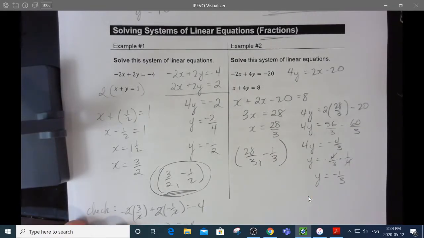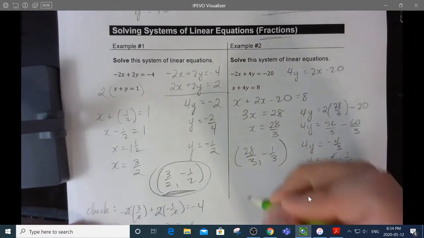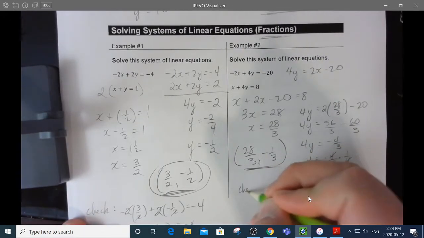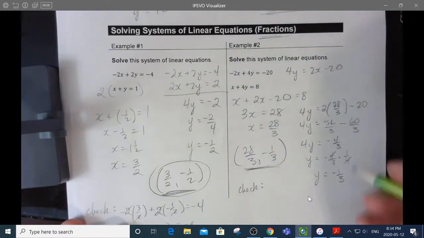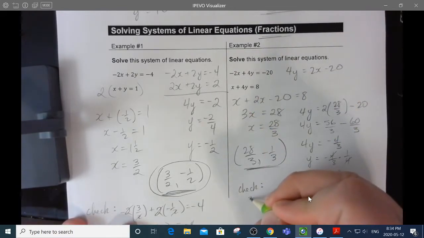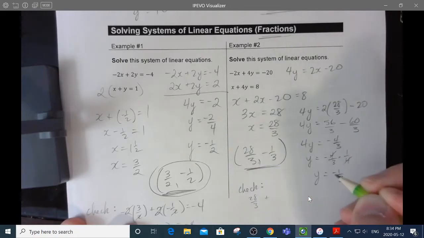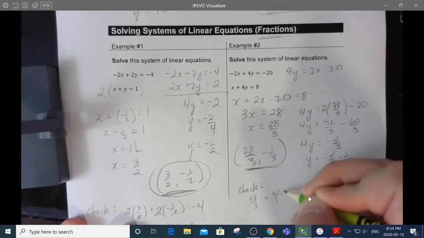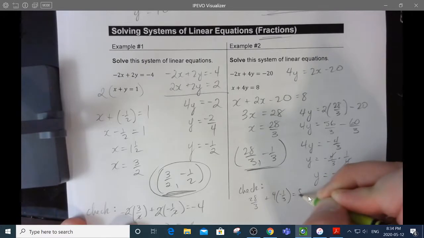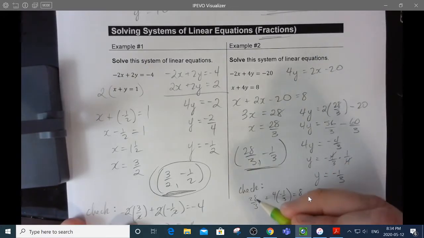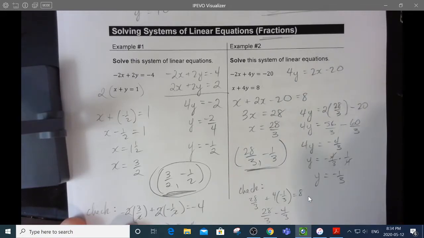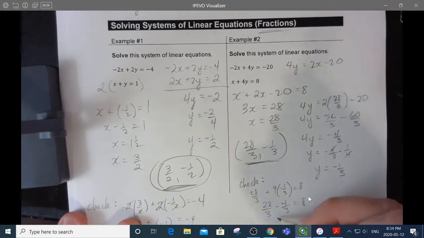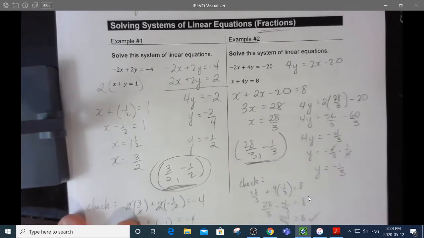And let's see. What do we do from there? Well, I'm going to do a check, as I usually do. And since I use this equation the most, I'll switch back to that one. So 28 thirds plus 4 times negative 1/3, sorry, has to equal 8. So let's see. 28 thirds minus 4 thirds has to equal 8, and that's what it does. 24 thirds is in fact 8, because 24 divided by 3 is 8.